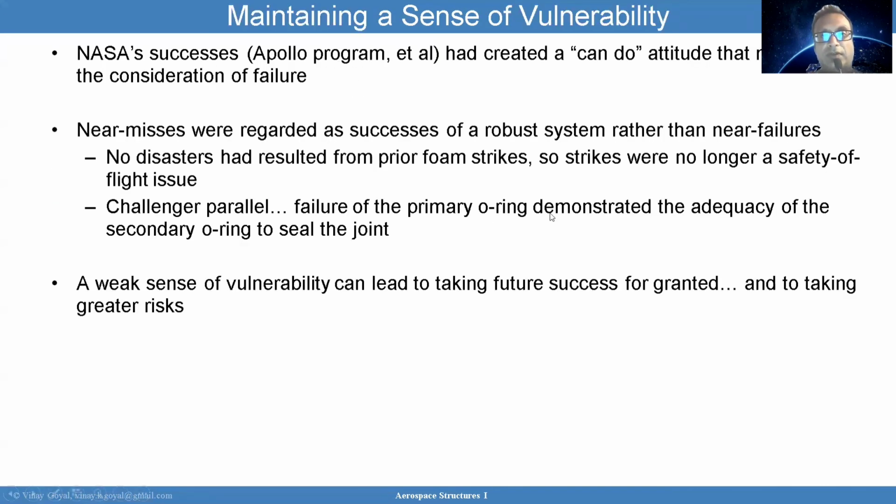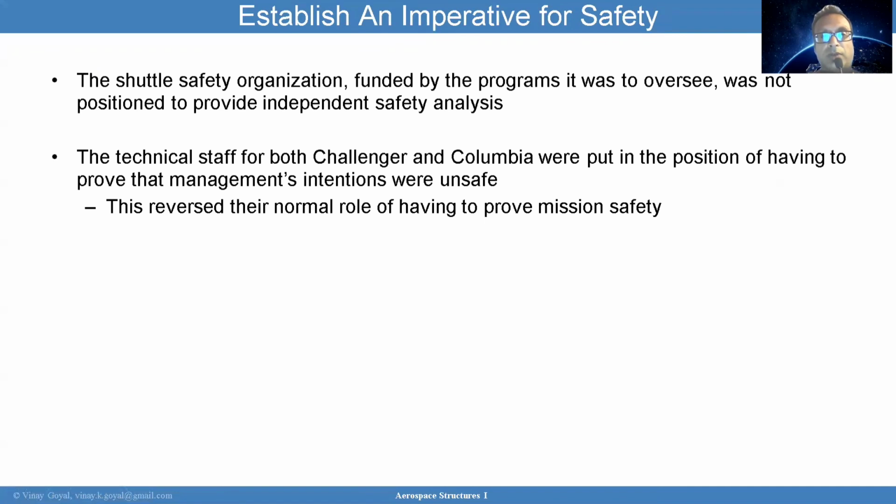So maintaining a sense of being humble: there were near misses many times. And so it is important to not take future success for granted. It's okay to take greater risk, but you want to understand those greater risks and make informed decisions. You also want to make sure you have an organization that's founded on safety and that has a good understanding of the risk that you are undertaking.